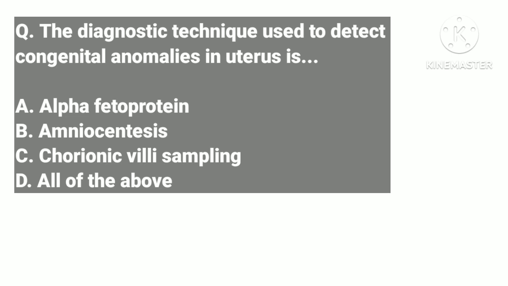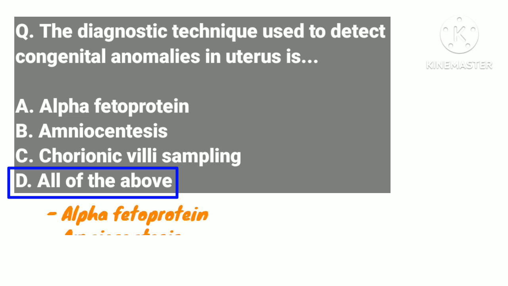The diagnostic technique used to detect congenital anomalies in uterus is: A. Alpha fetoprotein, B. Amniocentesis, C. Chorionic villus sampling, D. All of the above. And the correct answer is D. All of the above.